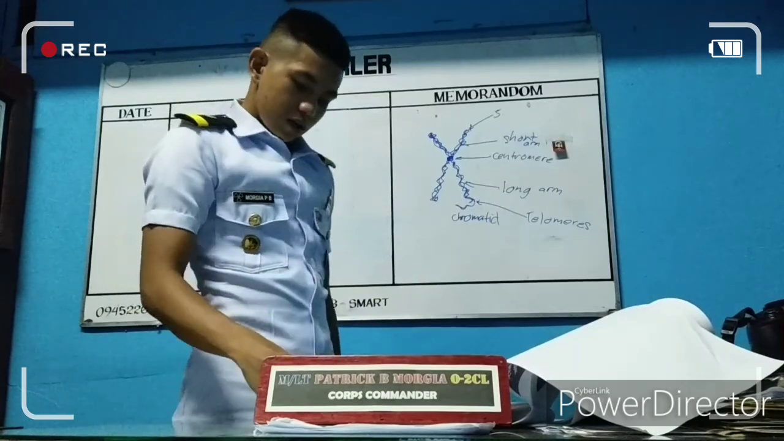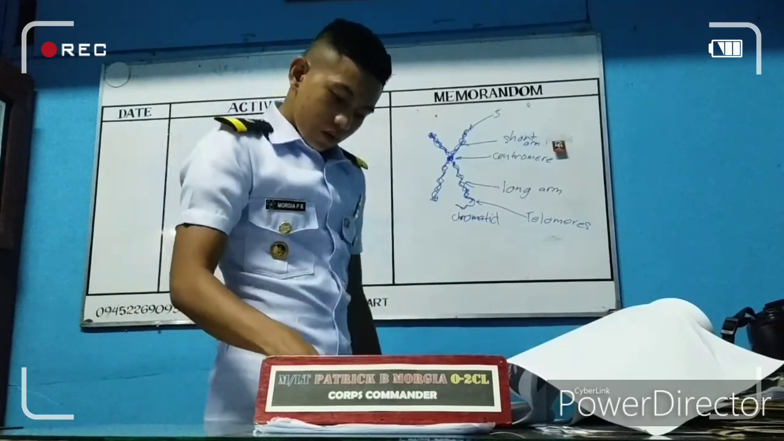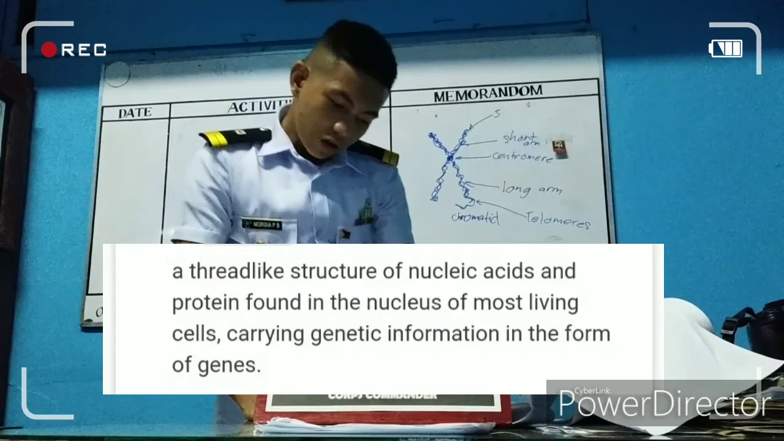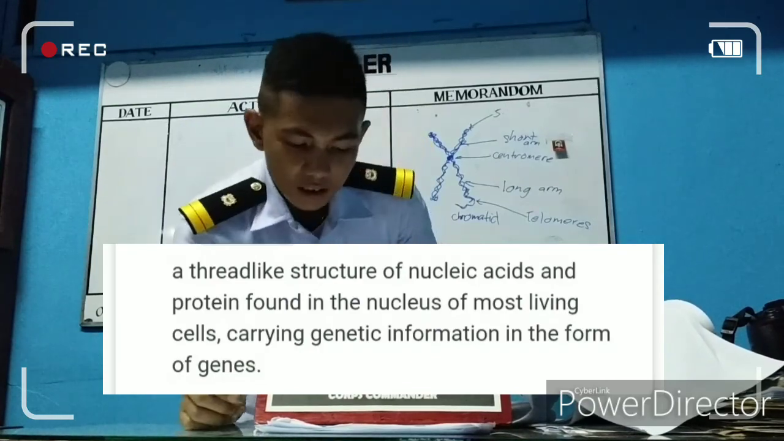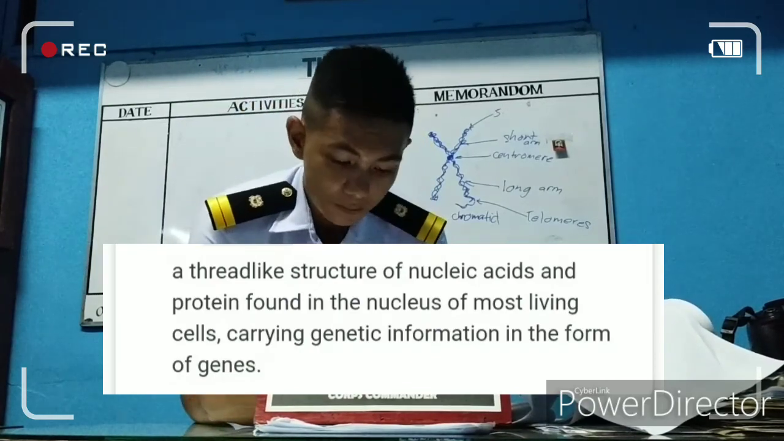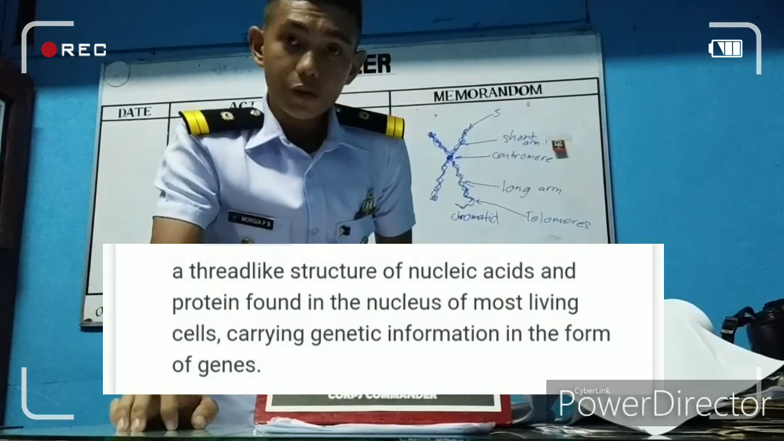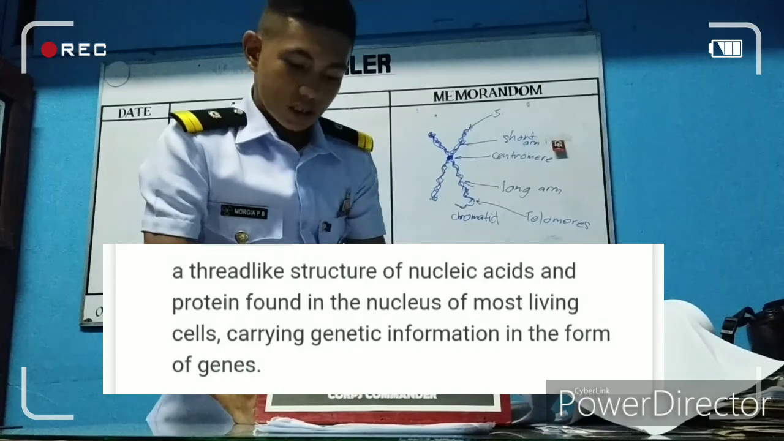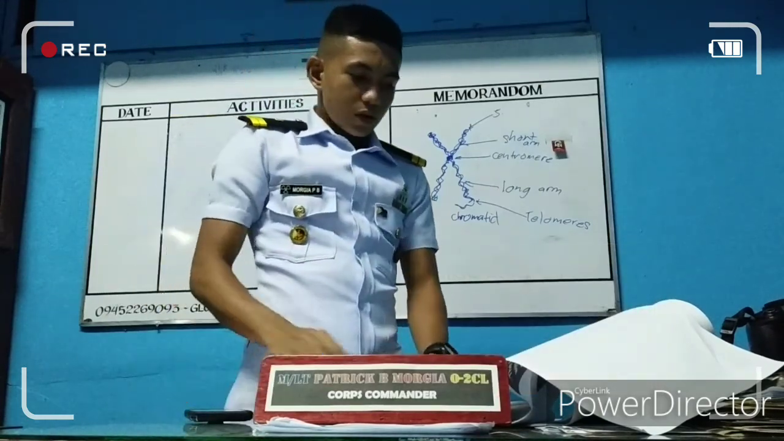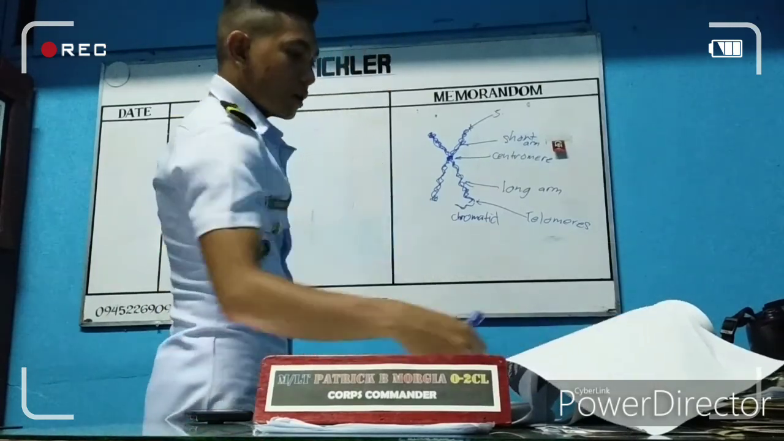That is the chromosome. A chromosome is a thread-like structure of nucleic acids and protein found in the nucleus of most living cells, carrying genetic information in the form of genes. So, moving on.